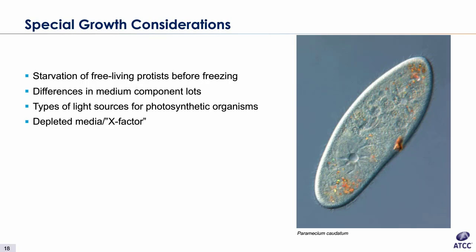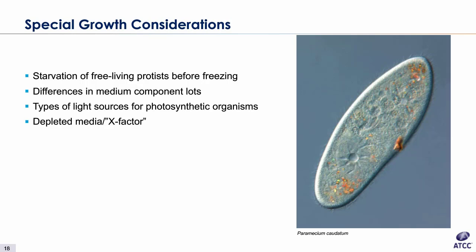And then again, I mentioned the type of light sources for photosynthetic organisms, the windowsill versus a 16-hour to 8-hour ratio for a light incubator, for example. And then there's something else that I haven't seen before, depleted media or X factors. So this is actually growing an organism and letting it grow normally, and then you harvest the organism, and then you take the media it was growing in and you filter sterilize it. And it gives it that special something that enables protists to grow. So that's pretty interesting too.